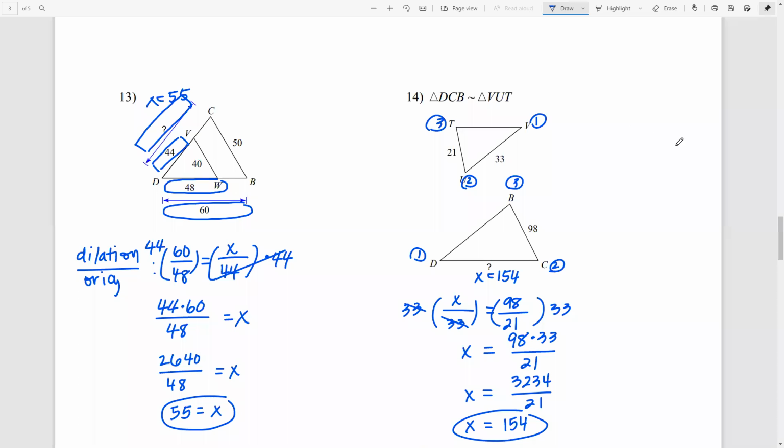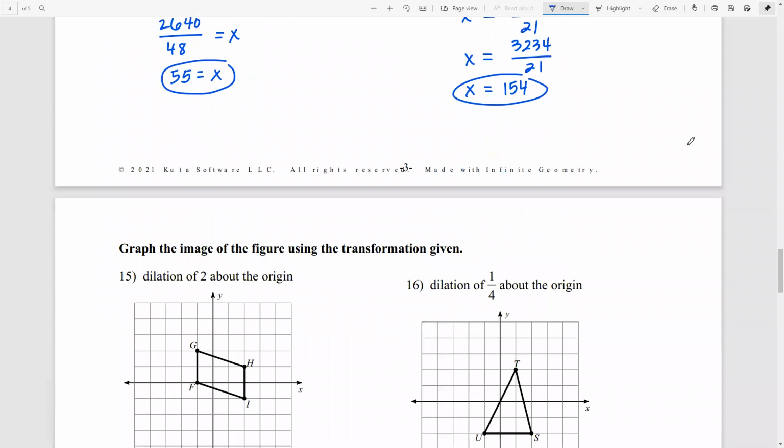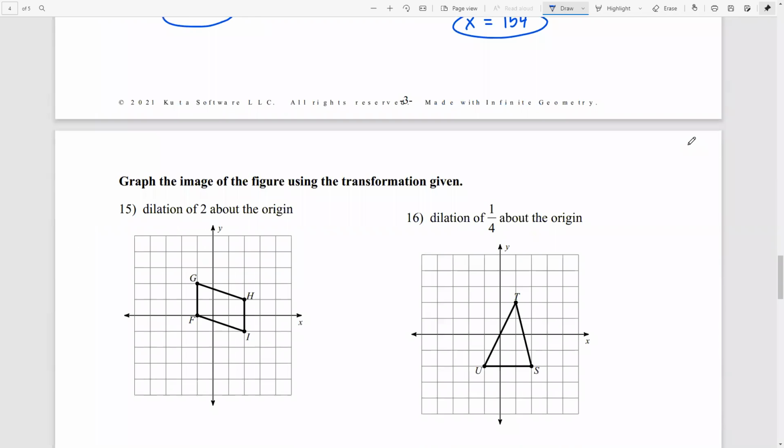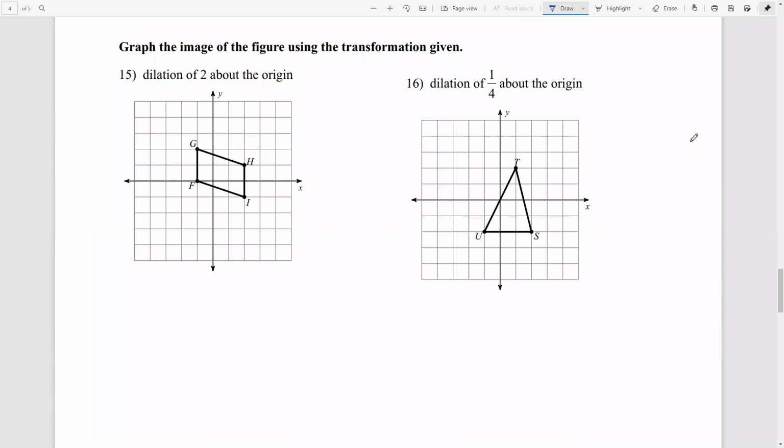Let's talk about the very last portion of this worksheet. Again, this is from level 1. You'll also see it in levels 2, 3, and 4. Graphing the image of the figure using the transformation given. So we're seeing this word dilation. We're seeing this number here. And this number just links us back to that problem that we did last week, Friday. Also on your Canvas page here, this is your scale factor.